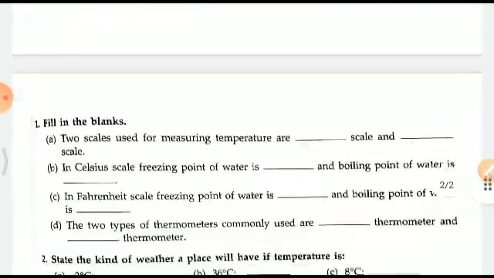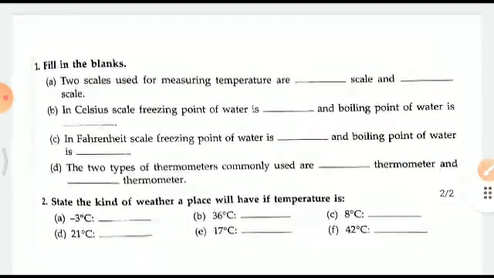Now there are some fill in the blanks. Two scales used for measuring temperature. I've already told you, Celsius or centigrade and Fahrenheit. It is Celsius and Fahrenheit. In Celsius scale, freezing point of water is how much? And boiling point of water is how much? You need to find it out.